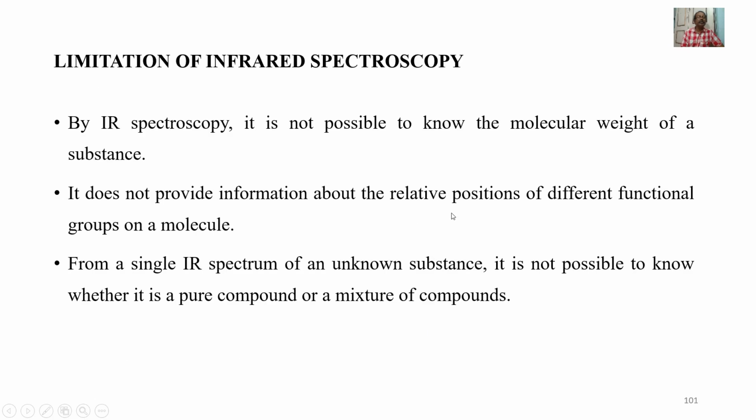There are some limitations of infrared spectroscopy. By IR spectroscopy, it is not possible to know the molecular weight of a substance. It does not provide information about the relative positions of different functional groups on the molecule. From a single IR spectrum of an unknown substance, it is not possible to know whether it is a pure compound or a mixture of compounds.